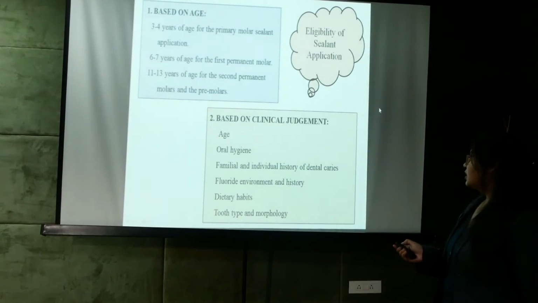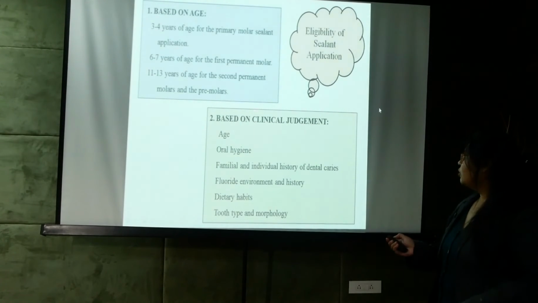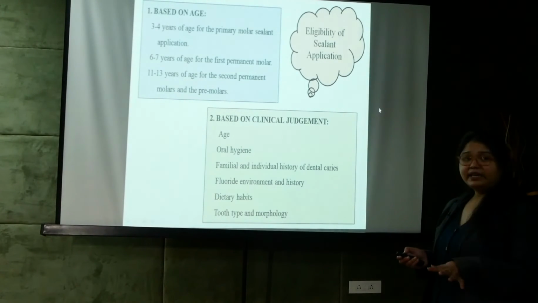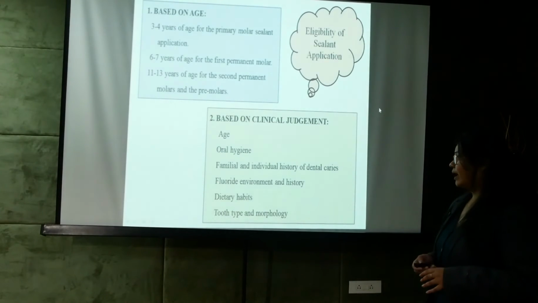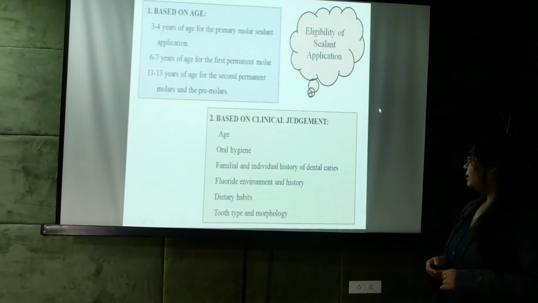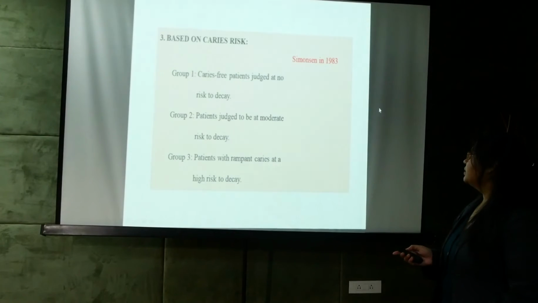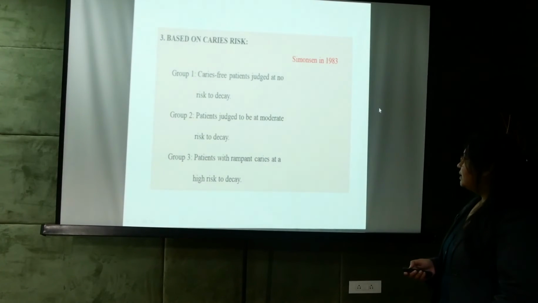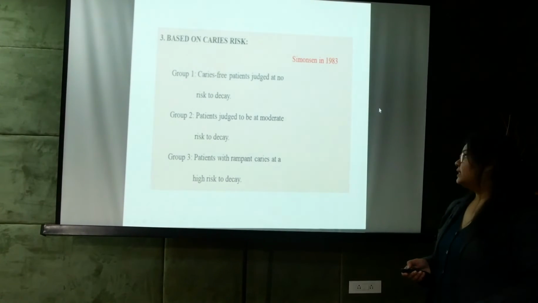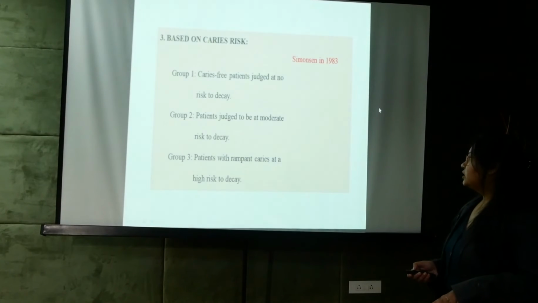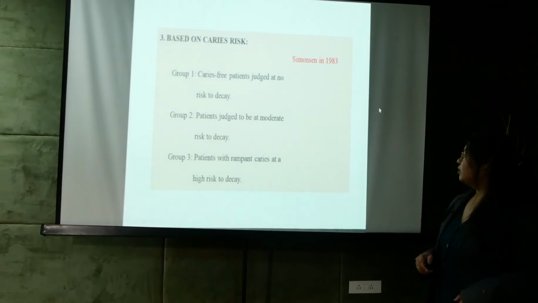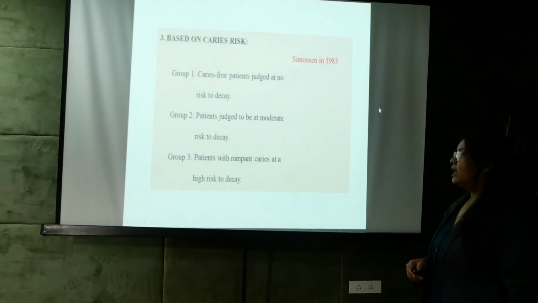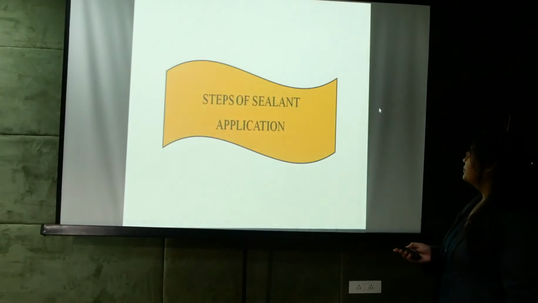Based on clinical judgment, we should consider age, oral hygiene, familial and individual history, fluoride environment and history, dietary habits, tooth type and morphology. Based on caries risk, we can categorize patients into 3 groups: group 1, caries-free patients with no risk or zero decay; group 2, patients judged to be at moderate risk of decay; and group 3, patients at high risk of decay.